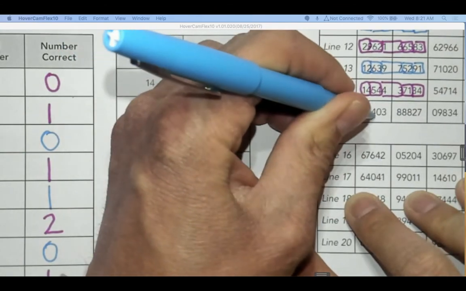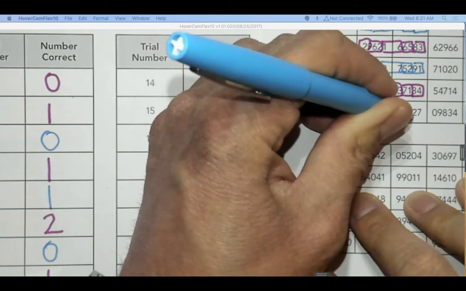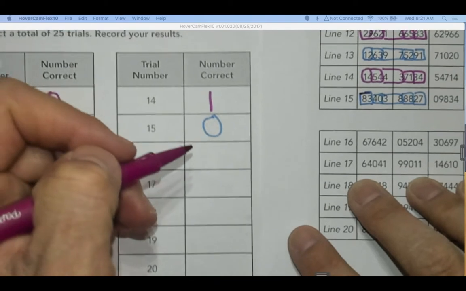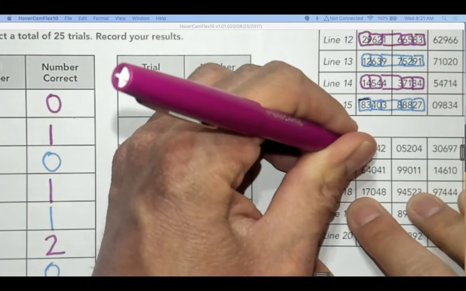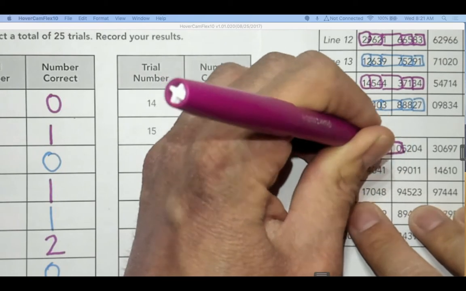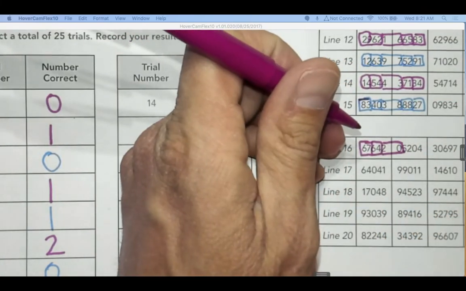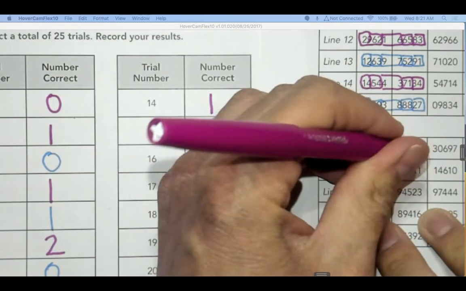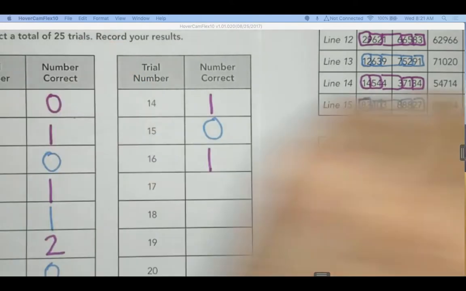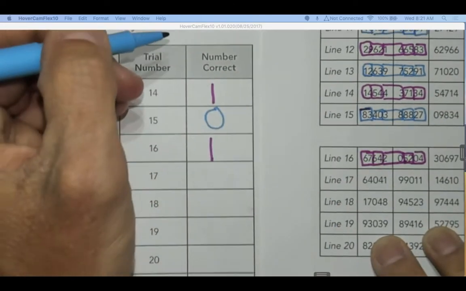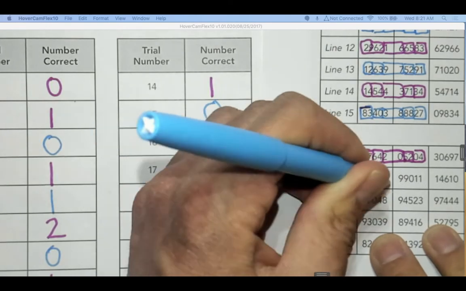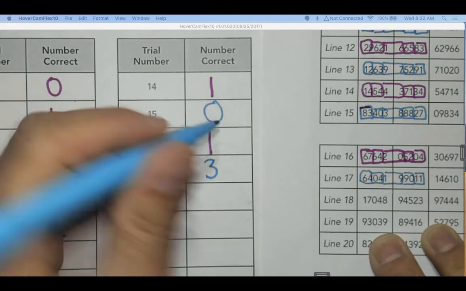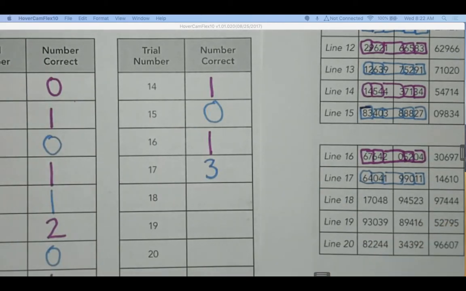83 no, 40 no, 38 no, 88 no, 27 no, 0 correct. 16, 67 no, 64 no, 20 no. It was 0 to 19 and then 20 to 99. 52 no, 4 yes, 1 correct. 64 no, 4 yes, 19 yes, 90 no, 11 yes. That would have been 3 correct. 3 out of 5, 60%.